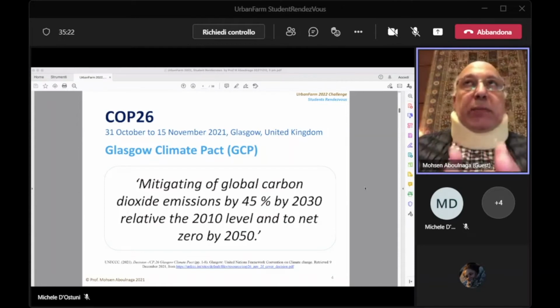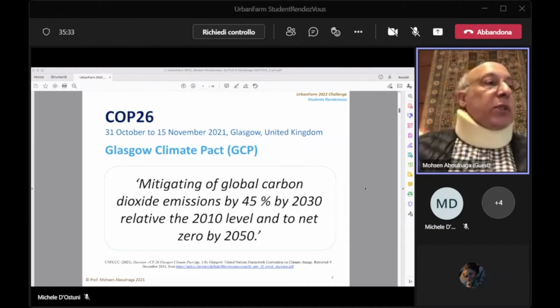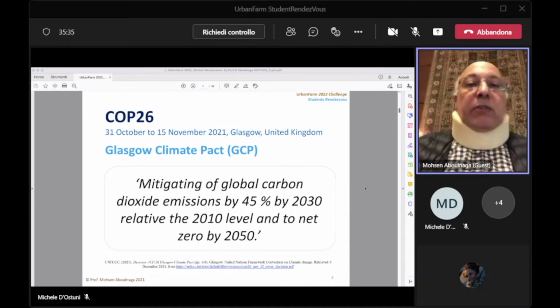In addition, the Glasgow Climate Pact highlighted mitigation of global carbon dioxide emissions by 45% by 2030. So in about 9 years from now, the whole world should bring carbon dioxide down by almost half relative to the 2010 level, to net zero by 2050. We're not far. Time is flying.